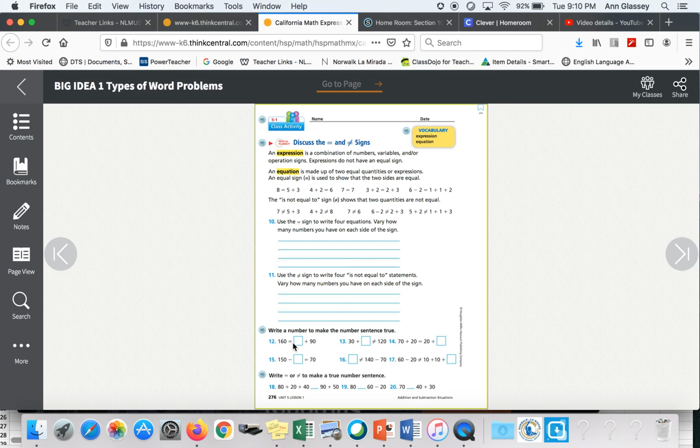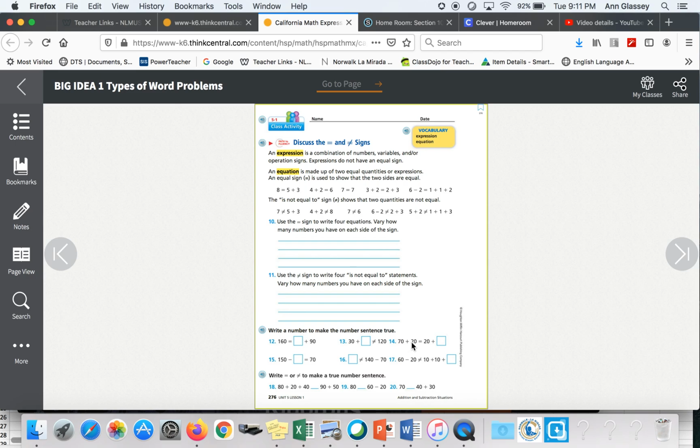Write a number to make each number sentence true. 160 equals something plus 90. 150 minus something equals 70. 30 plus something is not equal to 120. You can put anything in here that makes it not equal to 120.